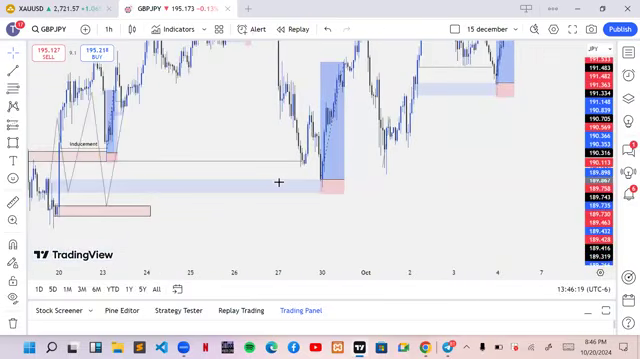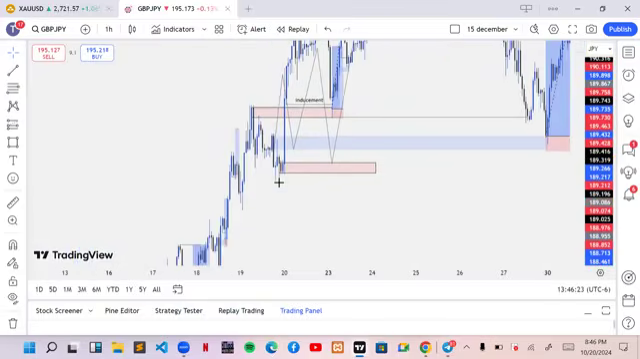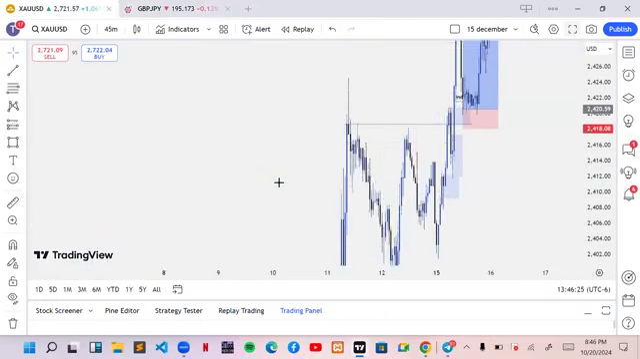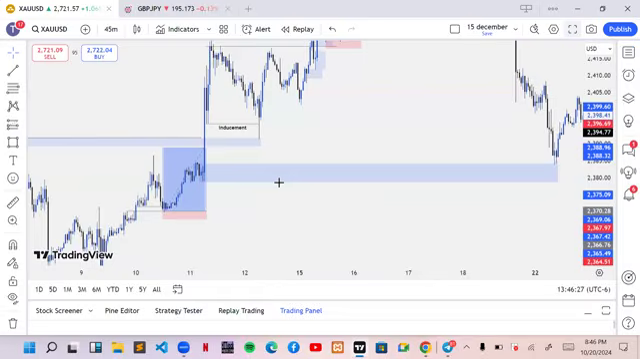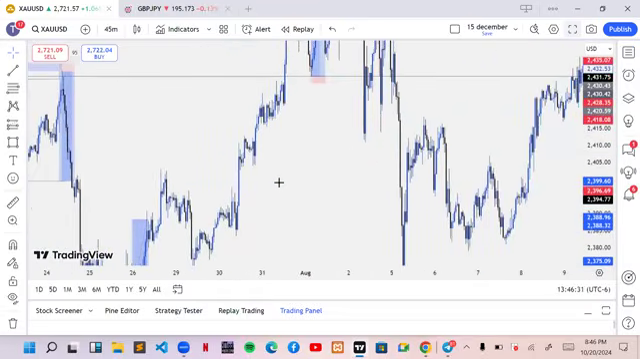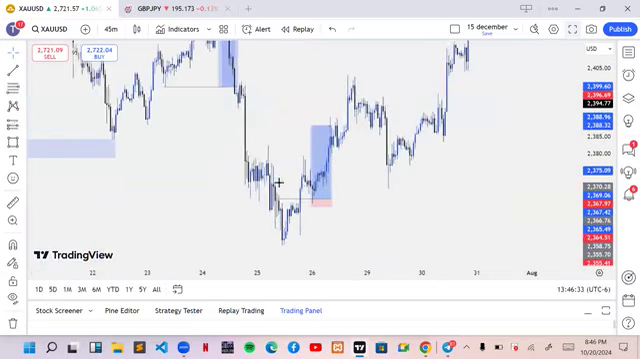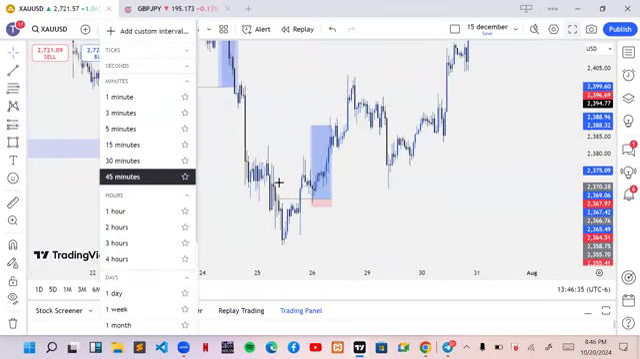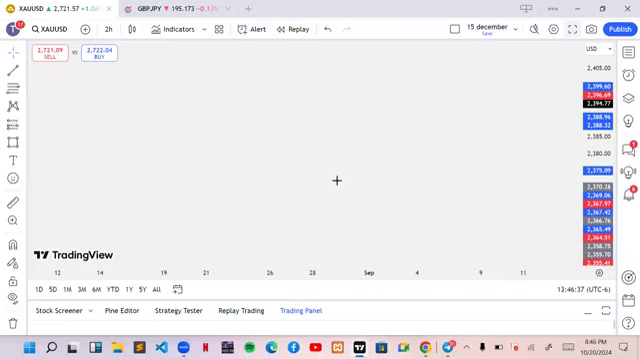That's just it. You want to use the breaker block, you want to use the other blocks. Let me see if I have a trade with another block, so you know when to use the other block. This is also a breaker block trade.